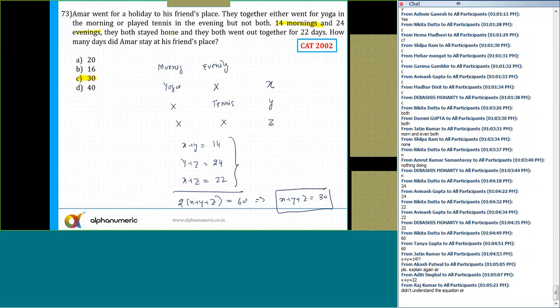Okay, on 14 mornings, they stayed home. Yes or no? On 14 mornings, they stayed home. And on 24 evenings, they both stayed home. And they both went out together for 22 days. Okay.